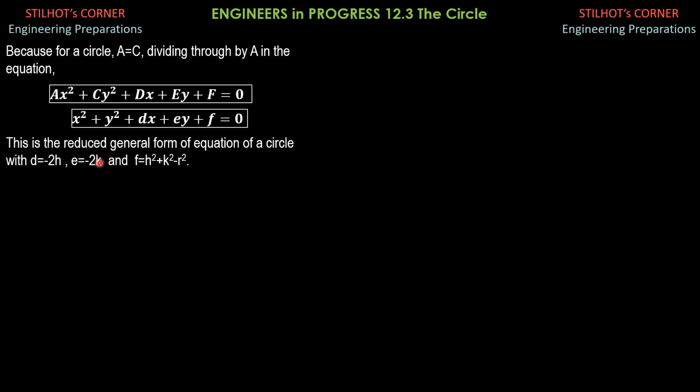So from this reduced general form of equation of a circle, we conclude that the coefficient of x, which is small d, is negative 2h, so the x coordinate of the center of the circle is negative 1/2 of that coefficient. Then e is negative 2k, that means the y coordinate of the center is negative 1/2 of the coefficient of y. And this small f here is the constant h squared plus k squared minus r squared. So from here, we solve for r squared. R squared is h squared plus k squared minus f.